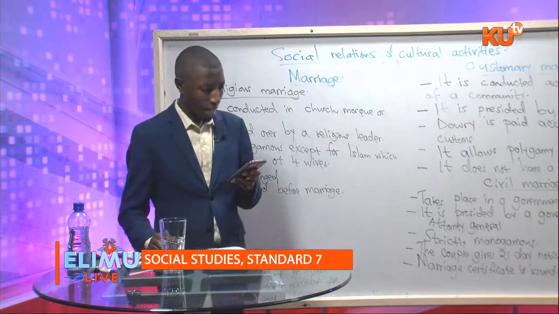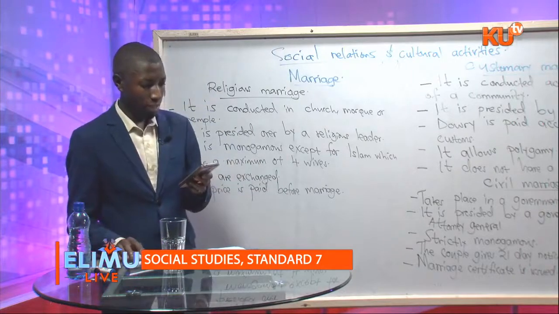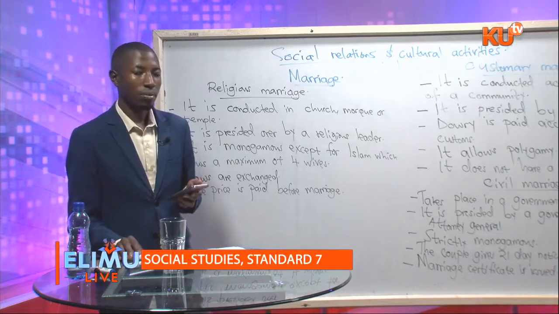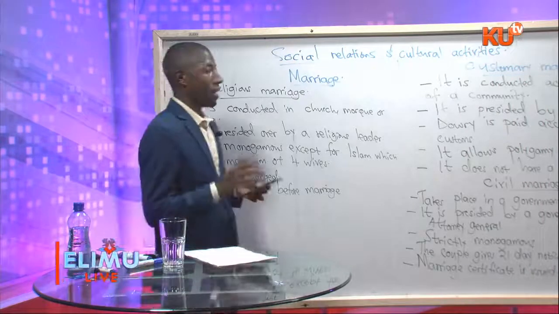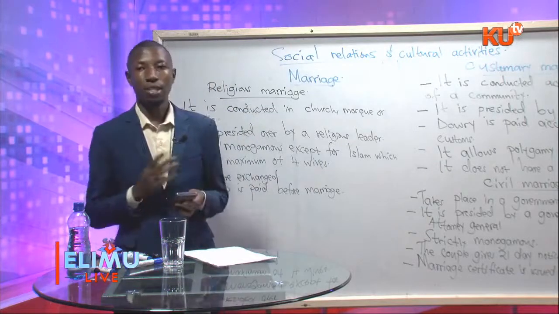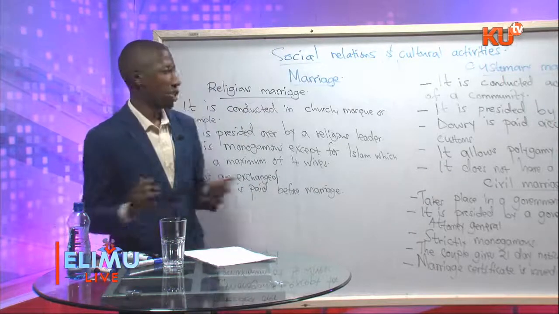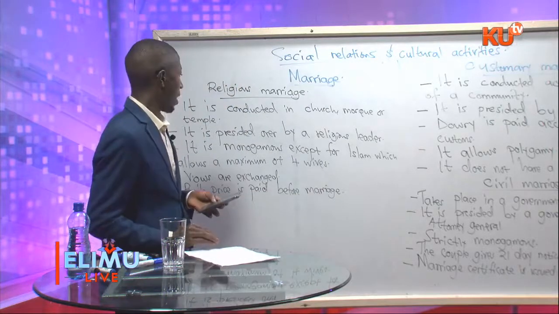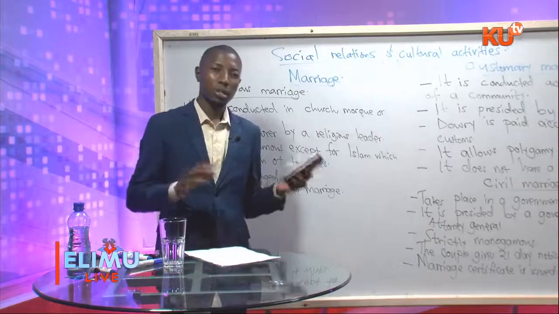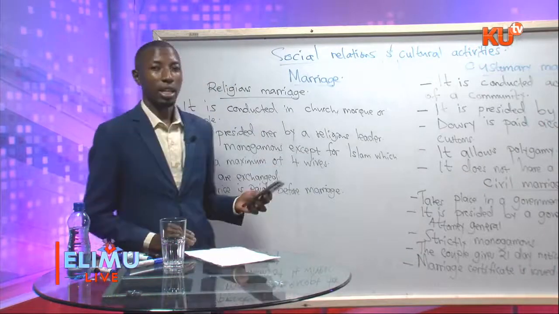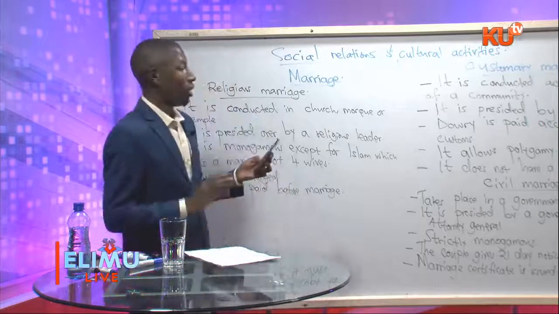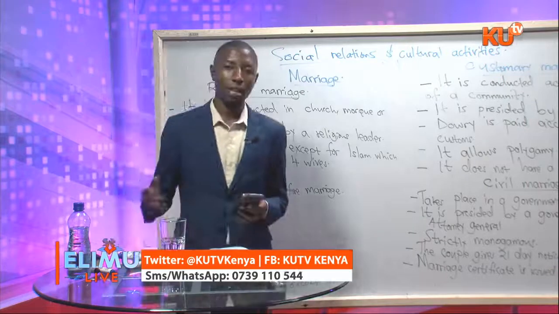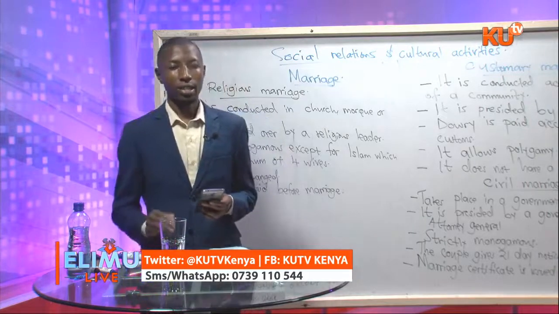This one is from Peter from Chuka: is civil marriage conducted the same way as the religious marriage? No. The differences are that civil marriage takes place in a government office and religious marriage takes place in church or mosque or whatever religion you go to. Then, who presides: a civil marriage is presided over by a government officer, while a religious marriage is presided over by a religious leader.